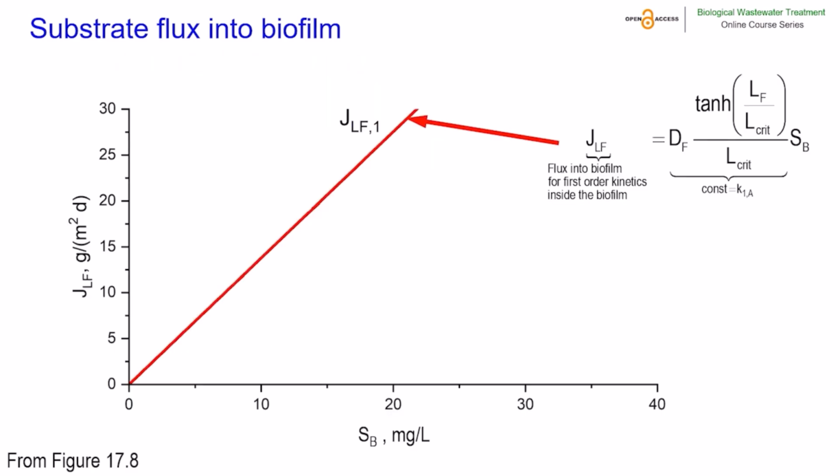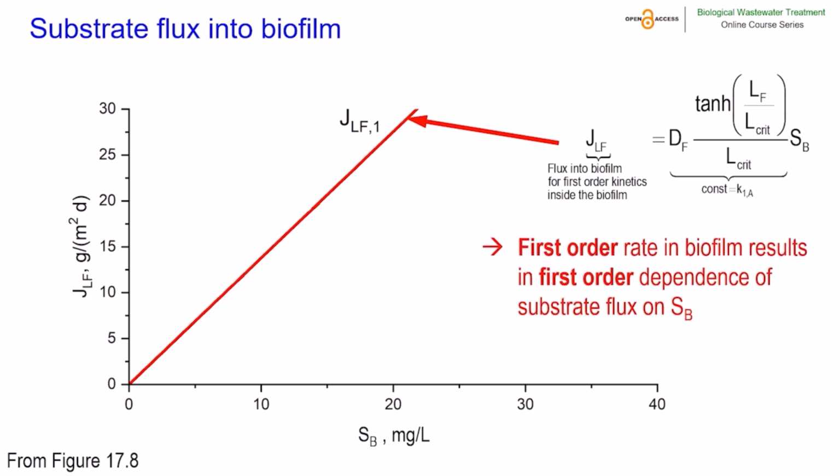Here I'm plotting the substrate flux into the biofilm, JLF, on the y-axis, and on the x-axis, I'm plotting the bulk phase substrate concentration. As we can see, the overall substrate flux is linearly dependent on bulk phase substrate concentration SB. Thus, first-order kinetics inside the biofilm lead to overall first-order dependence of the substrate flux on bulk phase substrate concentrations.